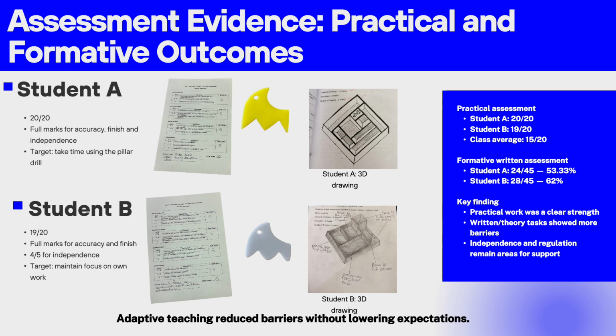Both pupils also produced strong 3D concepts and realistic drawings in the school equipment store task, although creativity was more limited. This suggests that visual and spatial understanding were strengths, while written explanation, originality, and independent regulation still needed support. Overall, this supports my argument that their barriers were not linked to the lack of DT ability. Instead, the barriers were more visible in written organisation, working memory, confidence, independence, and regulation. This reinforces that adaptive teaching should reduce barriers without lowering expectations.